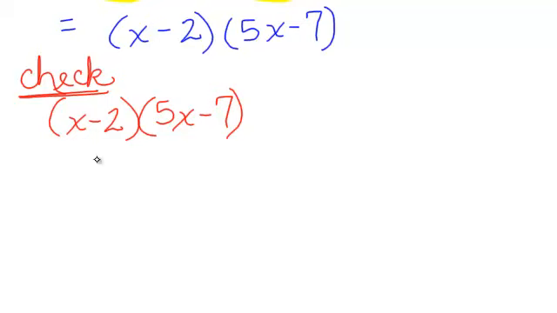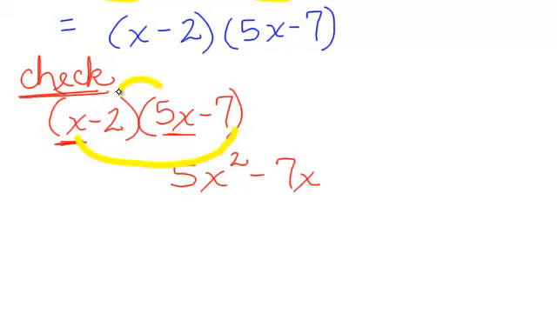On this first one, I am going to have you check this. I am going to do FOIL real quickly. I'm going to multiply this binomial times this binomial. The first term, x times 5x, is 5x squared. The outer terms, x times a negative 7, negative 7x. The inner terms, negative 2 times a positive 5x, will be negative 10x. And the last terms, negative 2 times a negative 7, remember you're multiplying, will be positive 14.